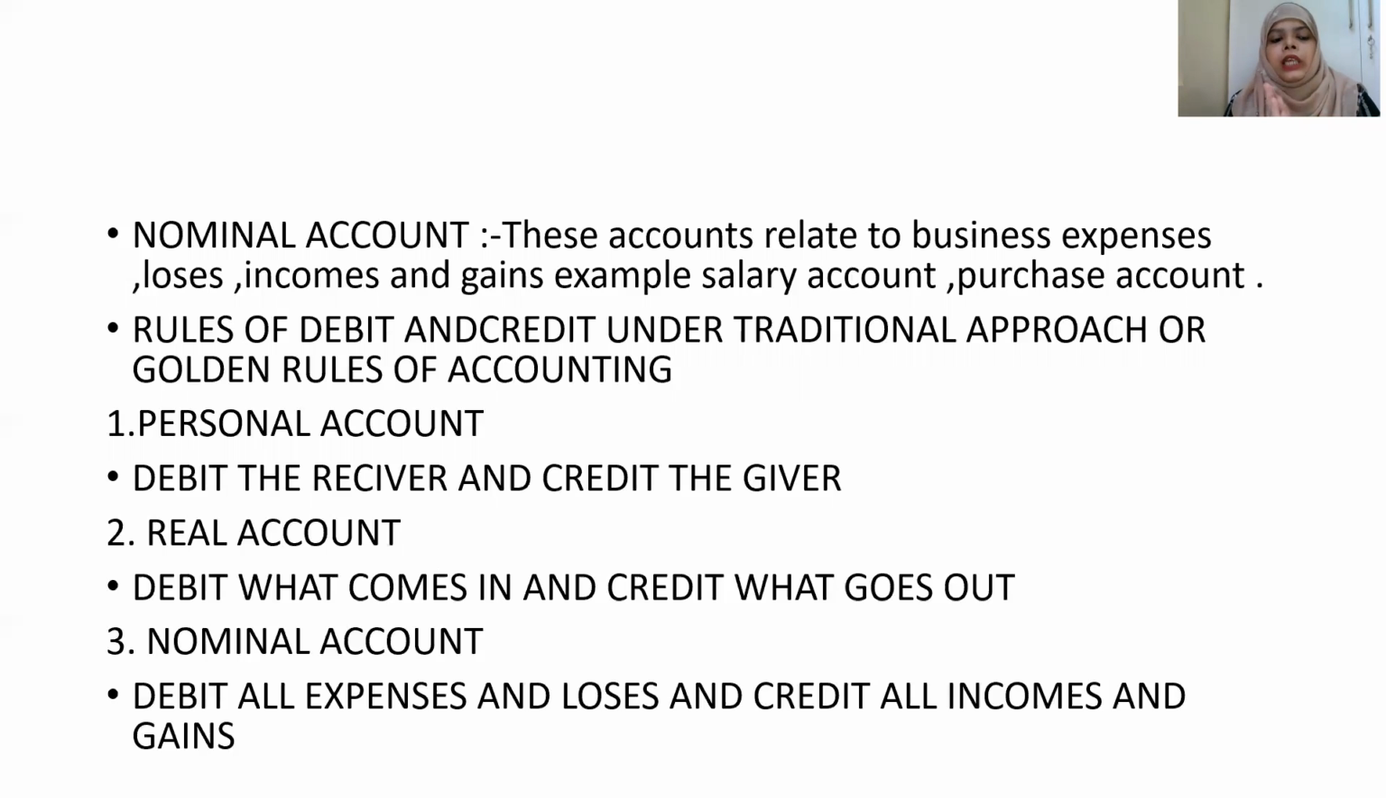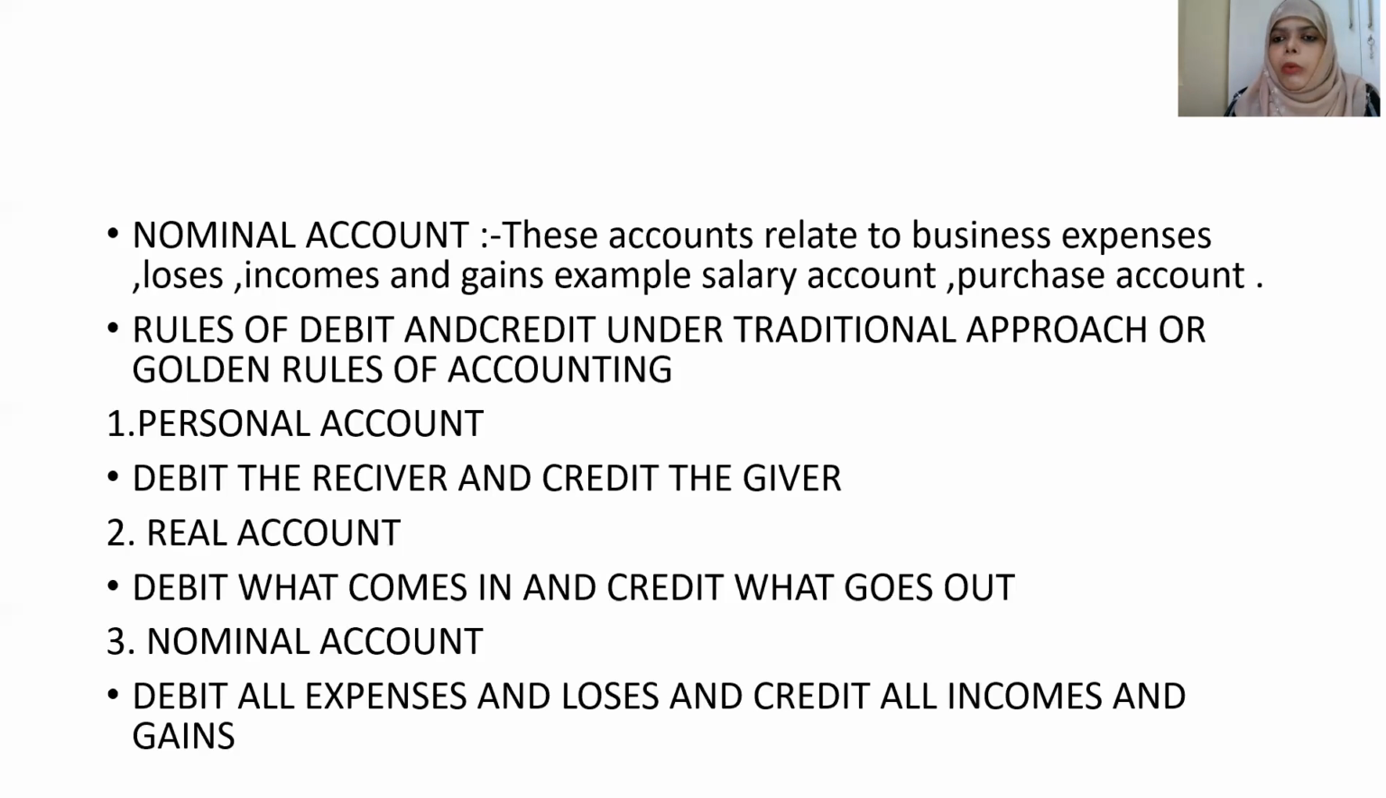The second part is real account. Debit what comes in, credit what goes out. Again, I gave the example of tangible assets. Suppose purchase of furniture. Purchase of furniture means cash is going out and furniture is coming in. So furniture account debited to cash account. To cash account means it is credited. First we write the debit part and secondly we write the credit part. Let us not go deep into that. I'll teach you how to write the journal entry. I'm just giving you an example.